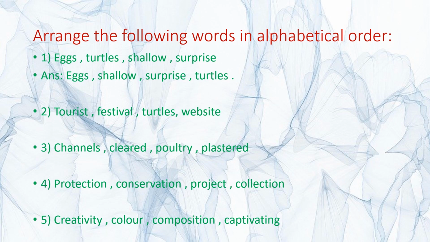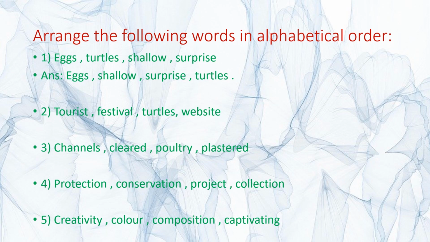Now see the first one. There are 4 words given here, that is eggs, turtle, shallow and surprise. So we are arranging that in alphabetical order. So what will come first here? The answer is there on your screen. Students, write down the questions and take. So what is the answer here? E. So E, that is eggs.